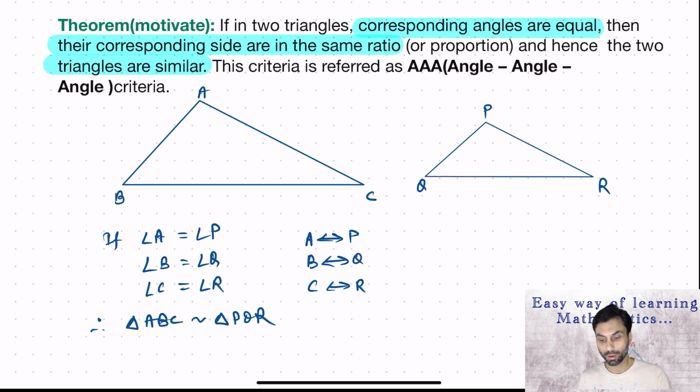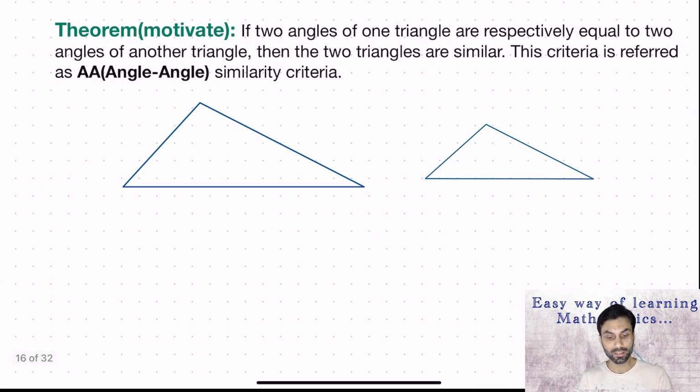Now the next theorem is: if two angles of one triangle are respectively equal to two angles of another triangle, then again we can say that the two triangles will be similar, and this criterion is known as the AA criterion. Now how can we say this will be true?